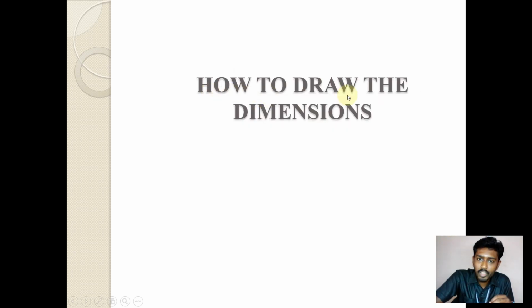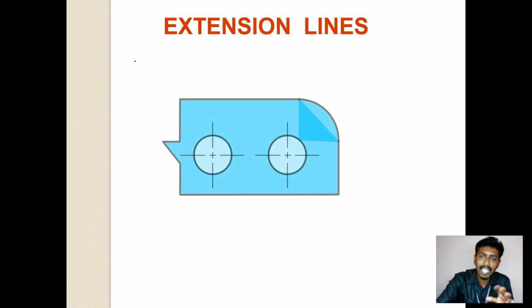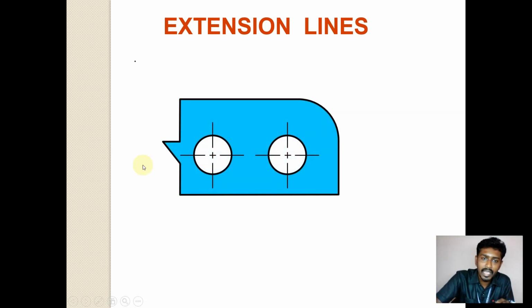Now I will demonstrate how to draw the dimensions. First of all, you must draw the extension line. This is the given object for us. This dimension, that means the length of the object, I am going to capture first. So first of all, you need to draw the extension line. That line should be drawn perpendicular to the length. Okay, for the line I have taken the extension line perpendicular to it.